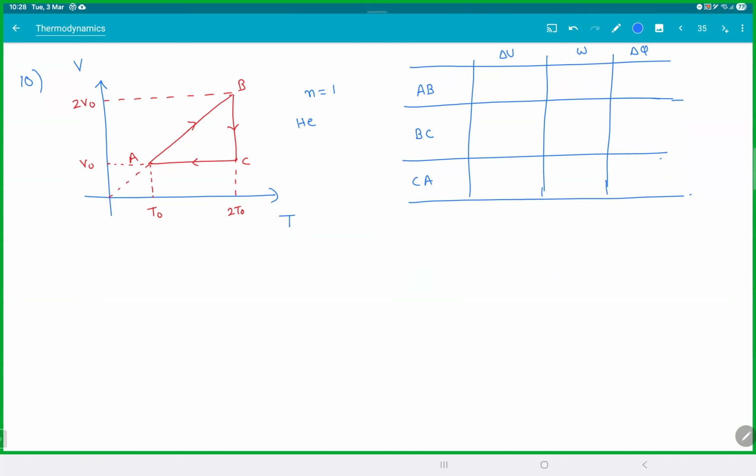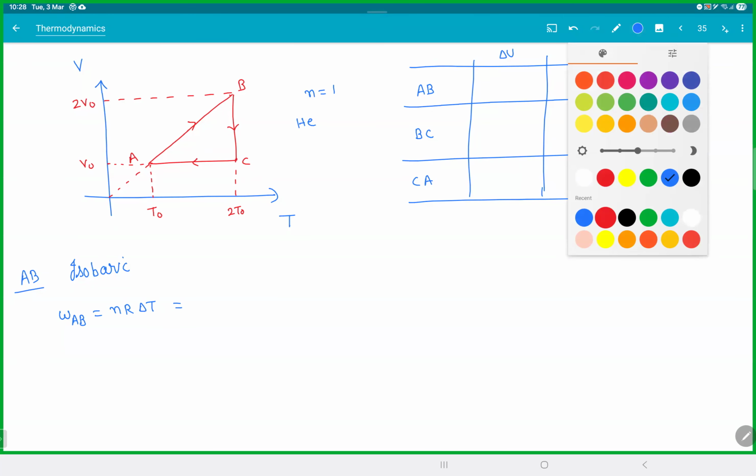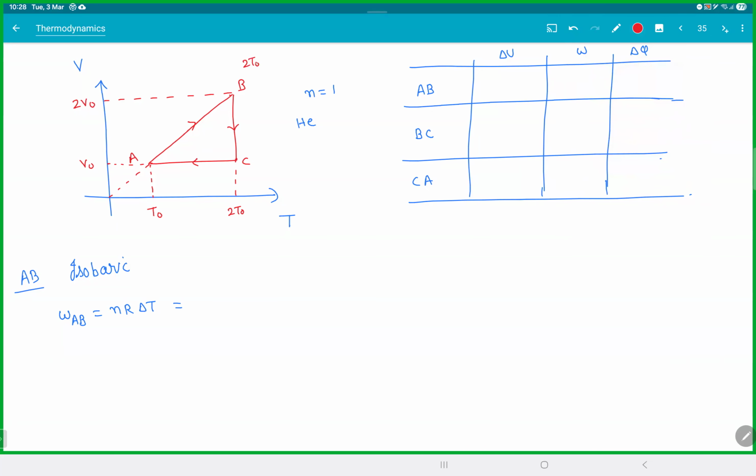First let's figure out the processes. A to B is isobaric. So work done from A to B, I can use nRΔT. TB's temperature is also 2T naught. So nRΔT, n is 1, RΔT, that is RT naught.